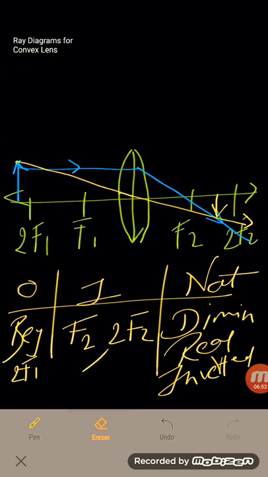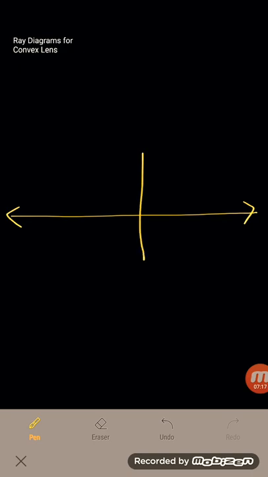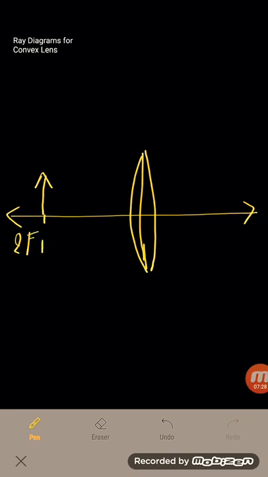Okay, so it's easy. If the object is beyond 2f1, the image is formed between f2 and 2f2, right? Okay, so let's see the next one. Now the object I'm placing nearer and nearer, right? First the object was at infinity, then the object was beyond 2f1, and now the object will be at 2f1 itself. This is f1, right?